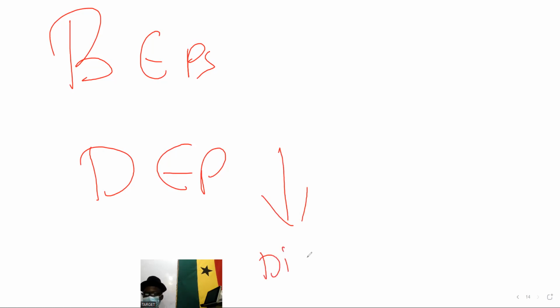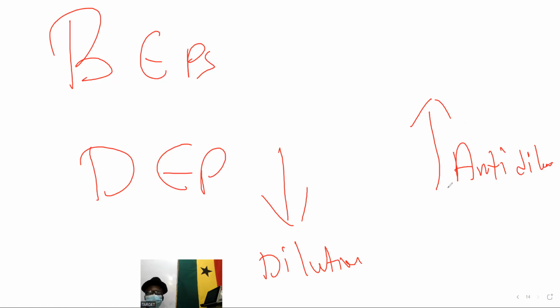So when it drops like this, then there's what? Dilution. But when the diluted earnings per share increases, then we call it anti-dilution. So in that case, it cannot dilute the number of shares. Let me give you the formula, then I end here due to the time, and I will issue a video on the computation and its formula.